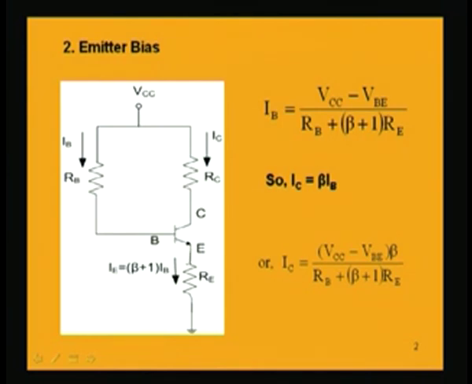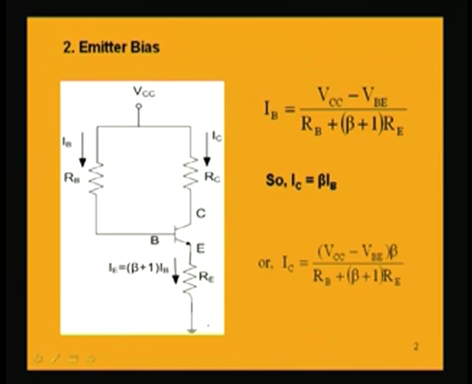So, one method of biasing which will now be discussed is emitter bias. In the emitter bias scheme, there is a resistance in the emitter, that is RE. This resistance in the emitter serves one particular purpose that we will be discussing, but the difference between the fixed bias and this emitter bias scheme is that we have a resistance in the emitter circuit. Emitter to ground has a resistance RE.